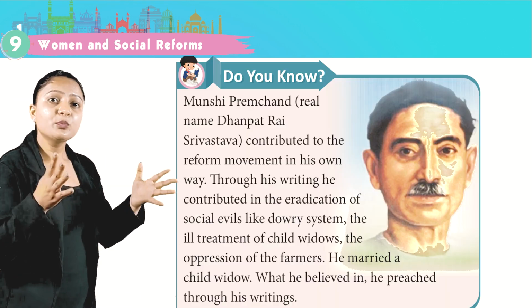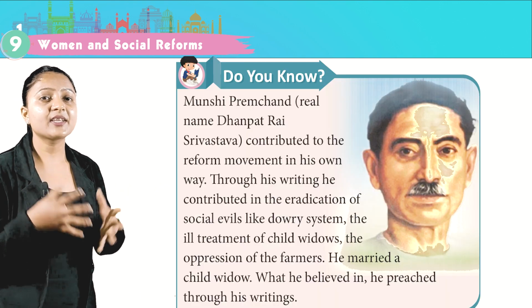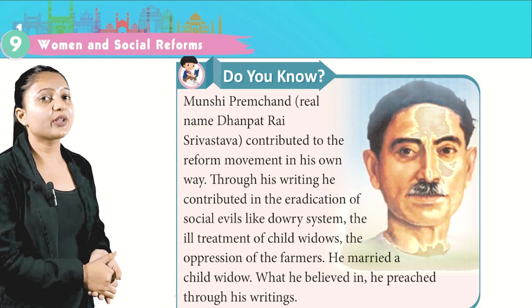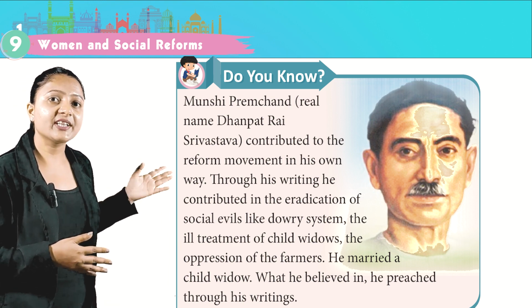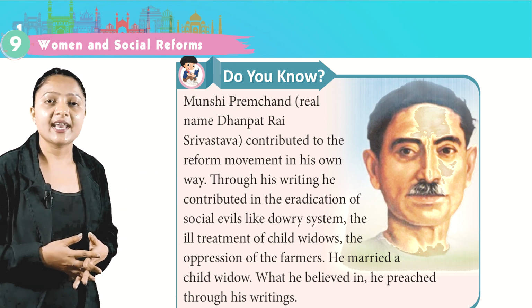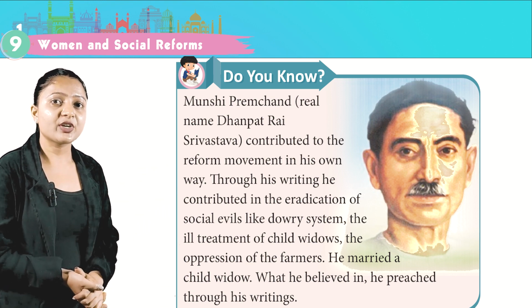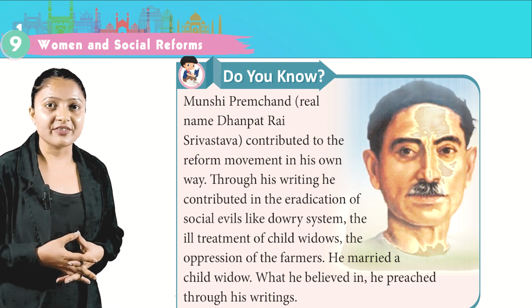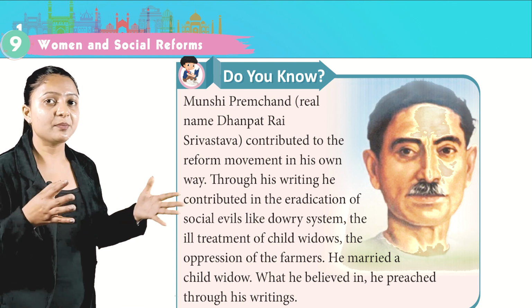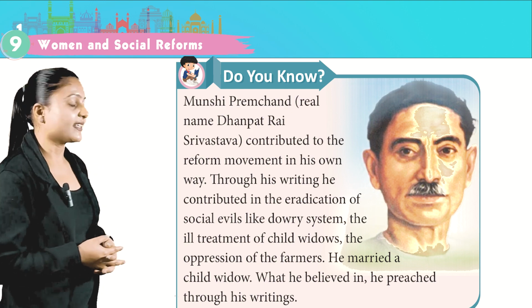Do you know Munshi Premchand, real name Dhanpat Rai Srivastav, contributed to the reform movement in his own way. Through his writings, he contributed to the eradication of social evils like the dowry system, the ill treatment of child widows, and the oppression of the farmers. He married a child widow. What he believed in, he preached through his writings.